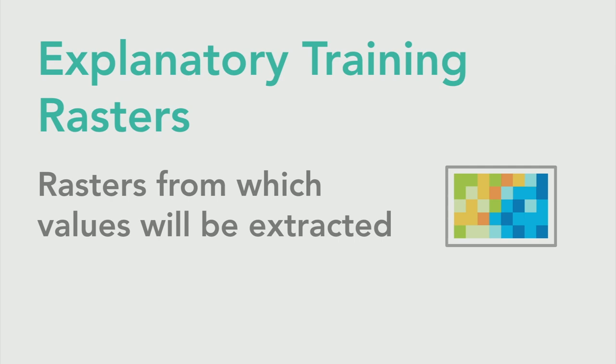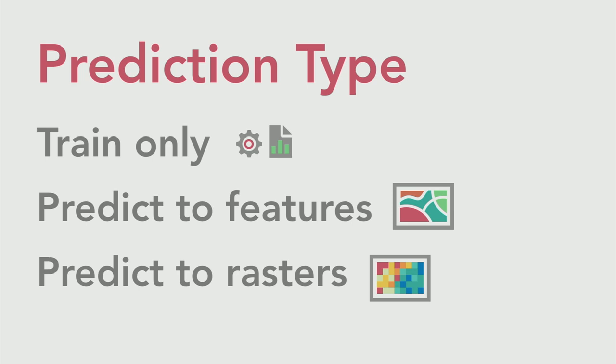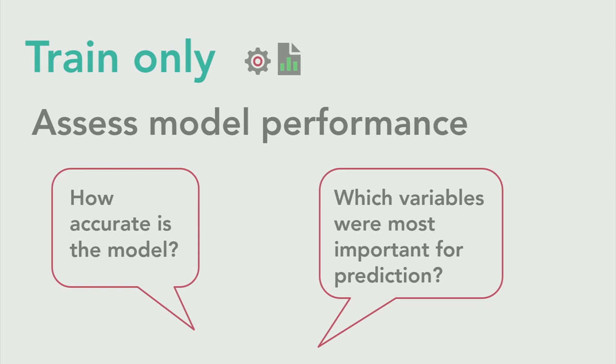And once you have all your variables, then you have to choose your prediction type. So you can train only, you can predict to features, or you can predict to rasters. So train only is to assess your model performance. And we always start here, right? Because you never run a model just one time. You have to train your model and iterate and try different sets of variables and different parameters until you have a high-performing model, and then you can start using it for prediction.